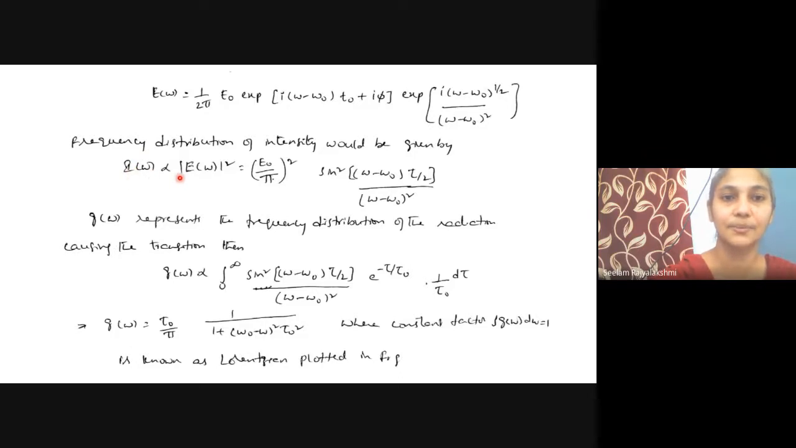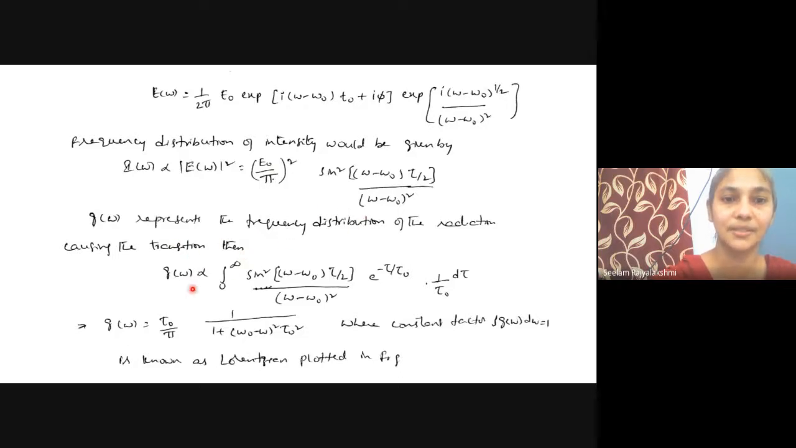The frequency distribution of intensity is given as intensity I. I(ω) is proportional to |E(ω)|², which equals (E₀/π)² sin²((ω − ω₀)τ/2)/(ω − ω₀)². Here g(ω) represents the frequency distribution of the radiation causing the transition.